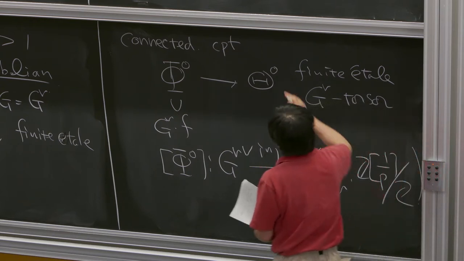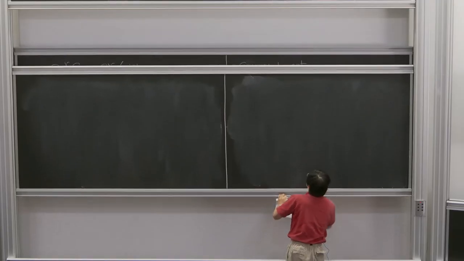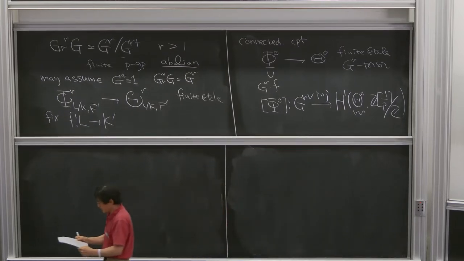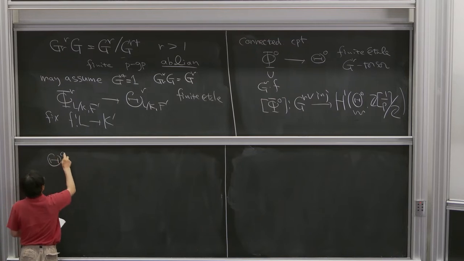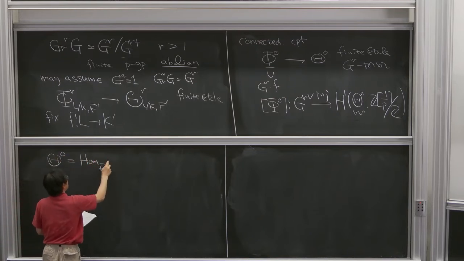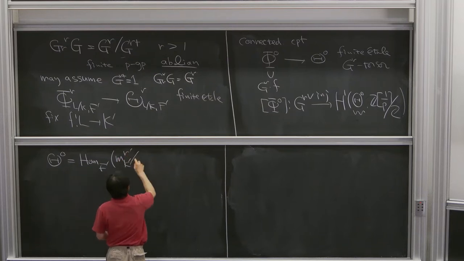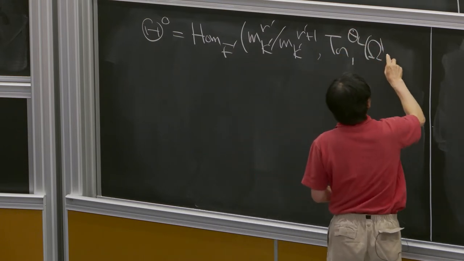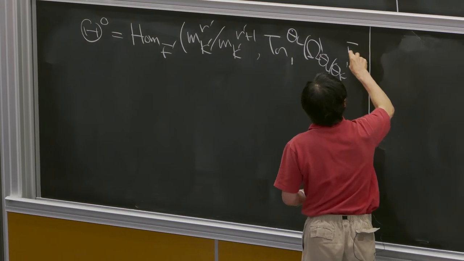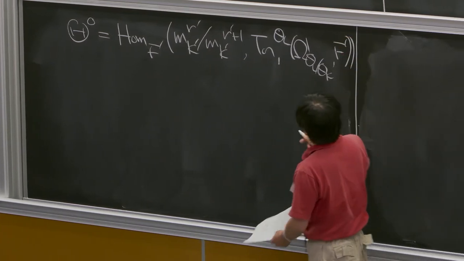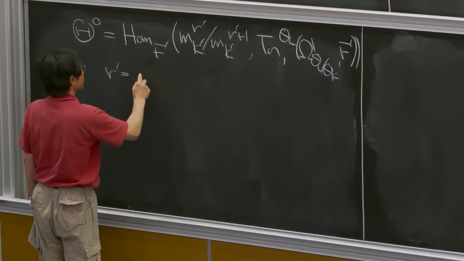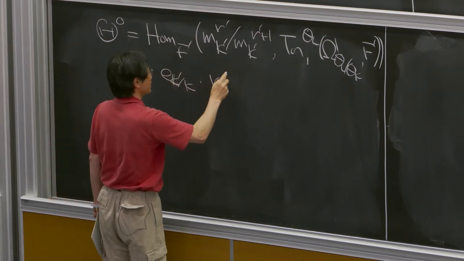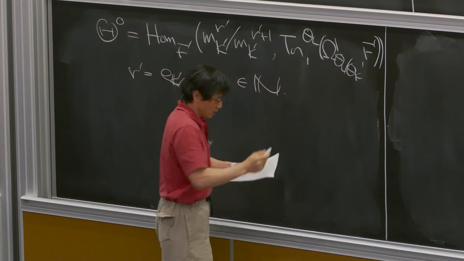And here, theta 0 is just a vector space. Let me recall that theta 0 is a Hom space over F' over this quotient, tau 1, omega 1 over k, is F'. And r' is an integer. So we kill the denominator by multiplying by the ramification index. So we are in this situation.